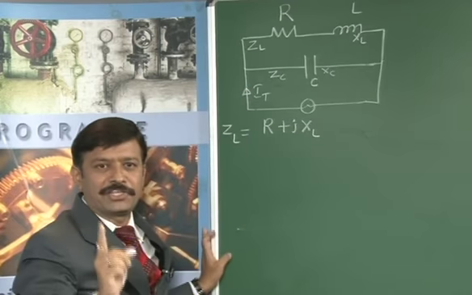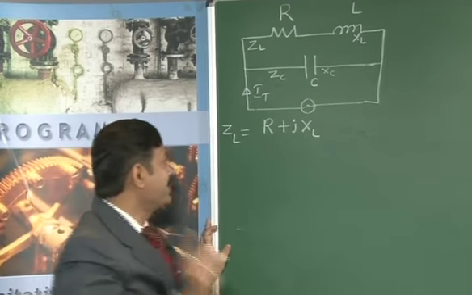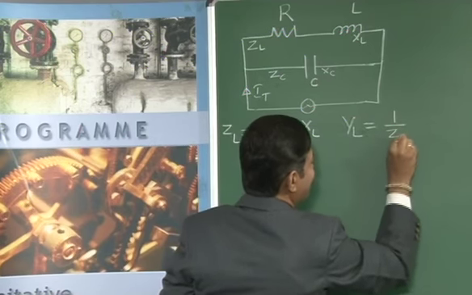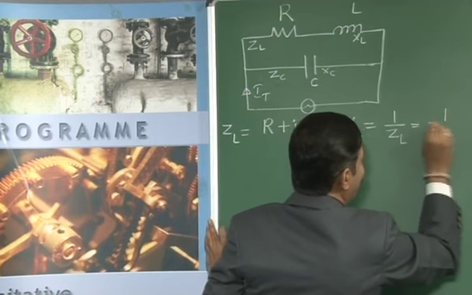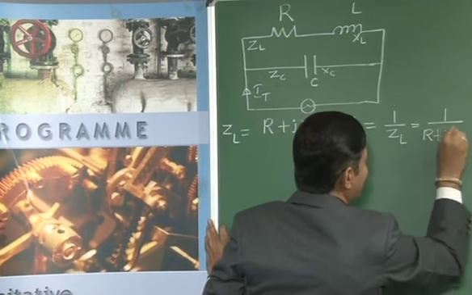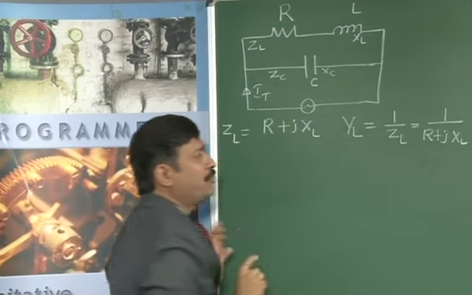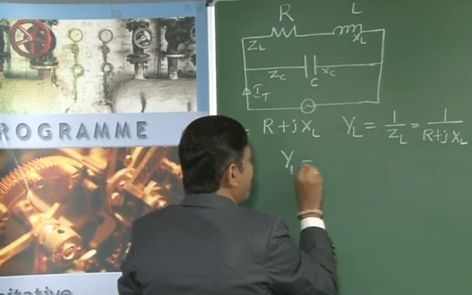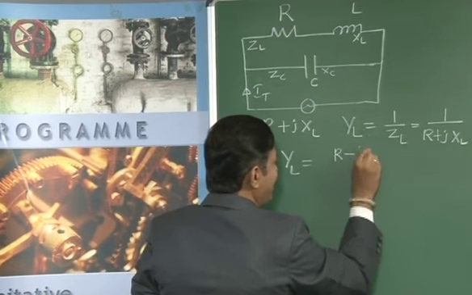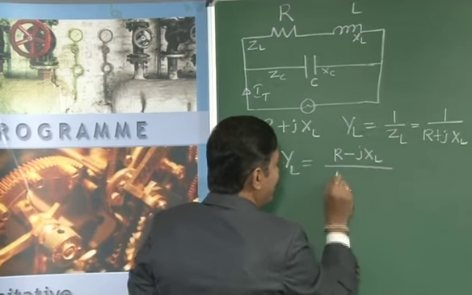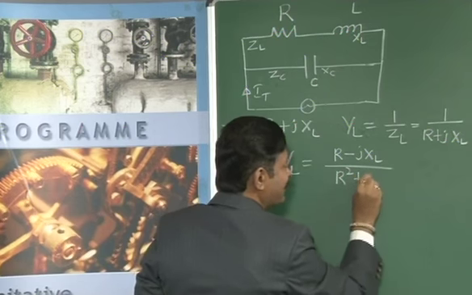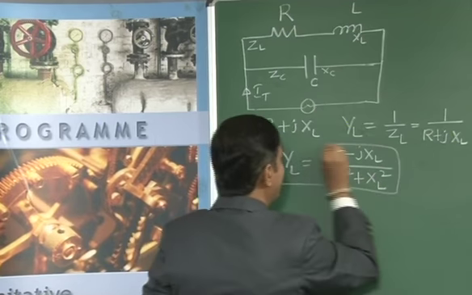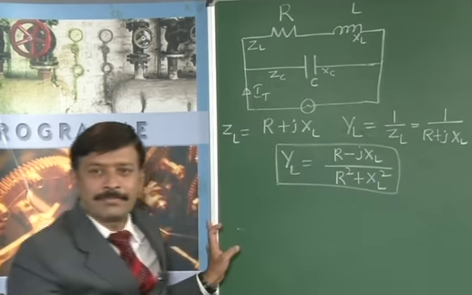In a parallel circuit, I want admittance. Admittance YL is equal to 1 by ZL, that is equal to 1 by R plus JXL. If you rationalize this expression, your YL will become R minus JXL divided by R square plus XL square. This is the admittance of this branch.